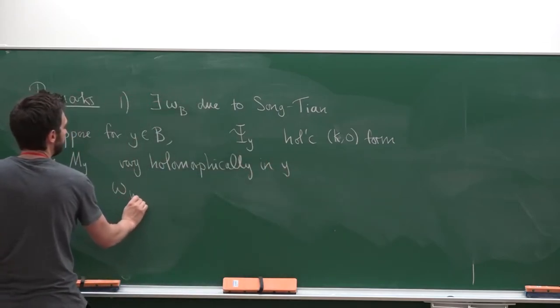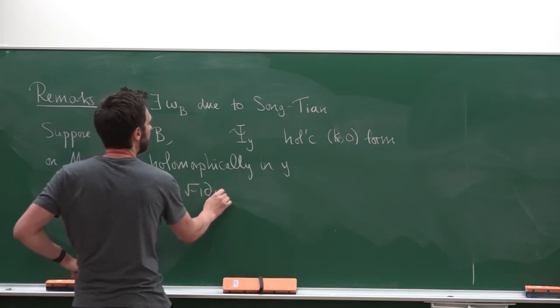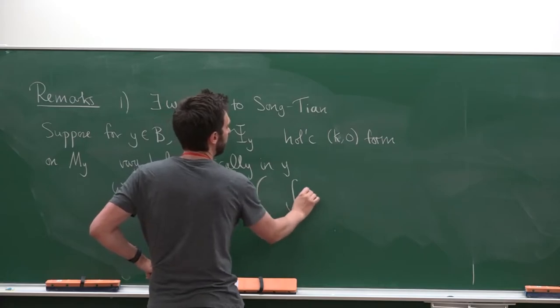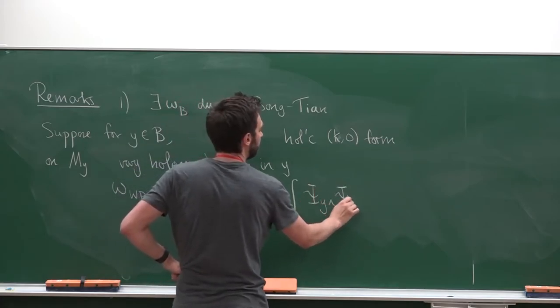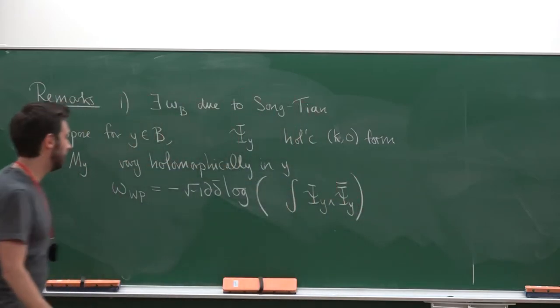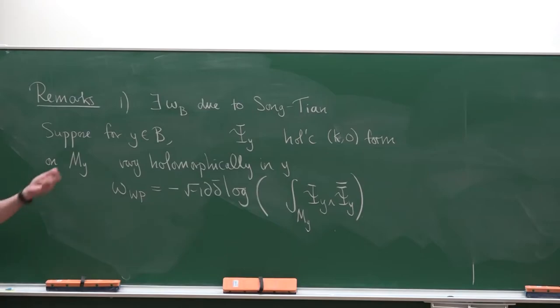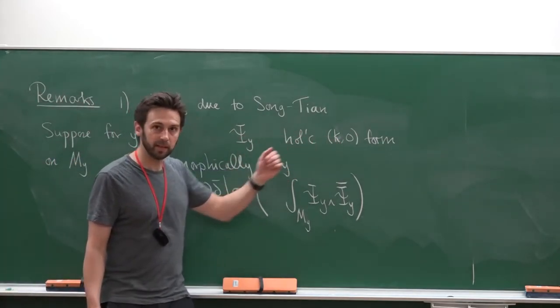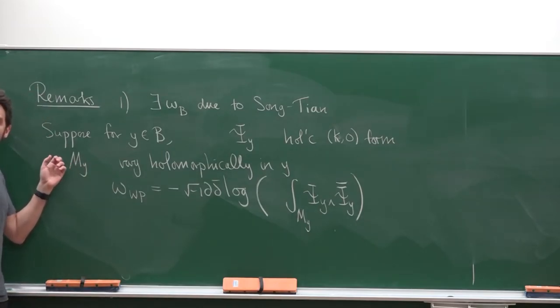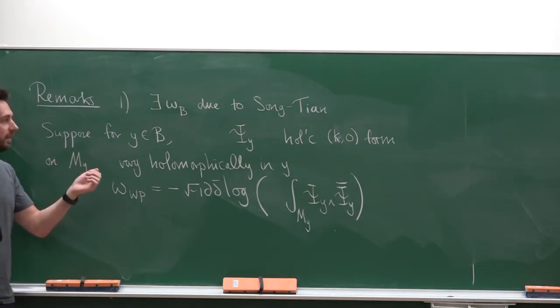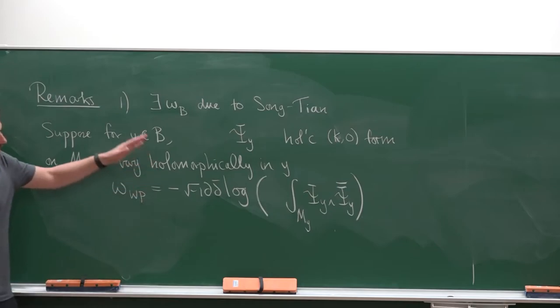Then this Weil-Petersson metric you can define to be minus dd bar, so again, this is defined on B, dd bar log of the integral of psi_y wedge psi_y bar, where you integrate over the fiber. And in the case where it's locally just a product, this would just give you zero. But in the case where it's not a product, you get something which is non-zero. In general, do such holomorphic top-dimension forms exist on M_y, which are, remember, k-dimensional? Well, no, not necessarily, but you can always find a global section of the canonical bundle raised to a power, and then you can just define something similar. So it's more or less pretty general.